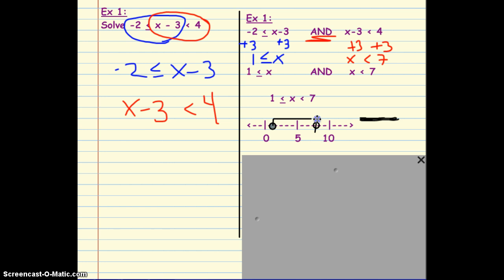And if I move up here, that means we need to have everything less than that. So that's going to be everything that's in between 1 and 7. It can include 1, but it cannot include 7. So any of these can be solutions.